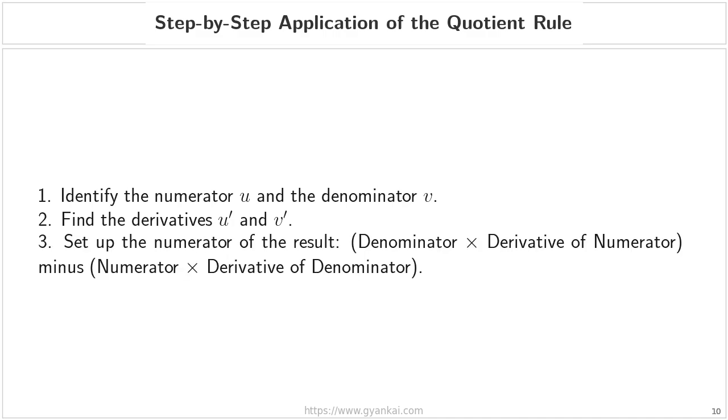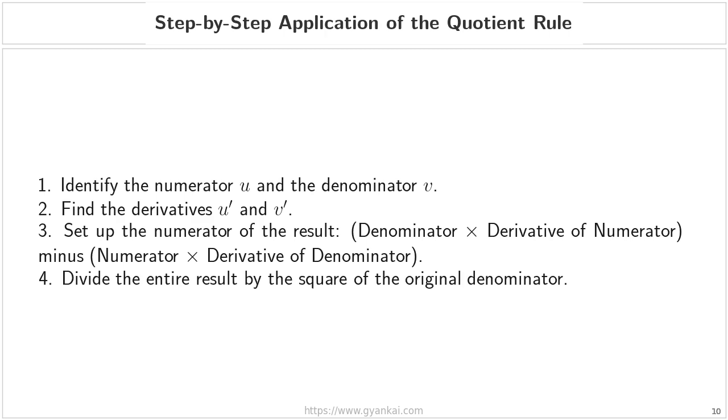Third, we construct the numerator of our final result. This is the most critical step where errors often occur. You must take the original denominator and multiply it by the derivative of the numerator, and from that, subtract the product of the original numerator and the derivative of the denominator.